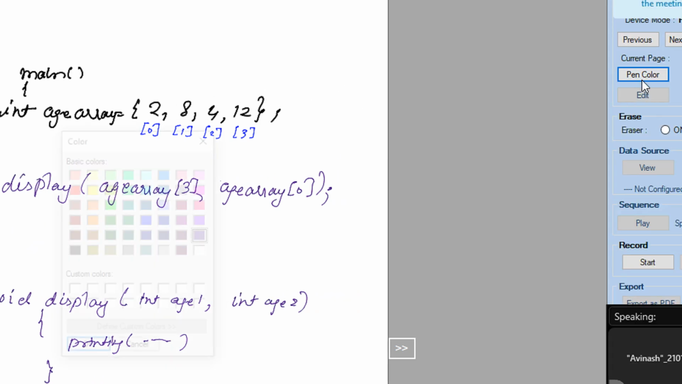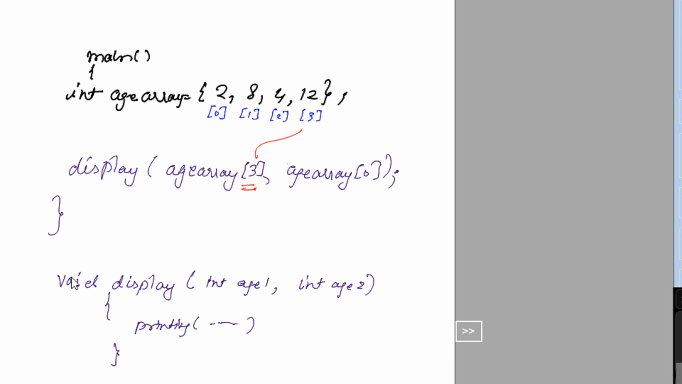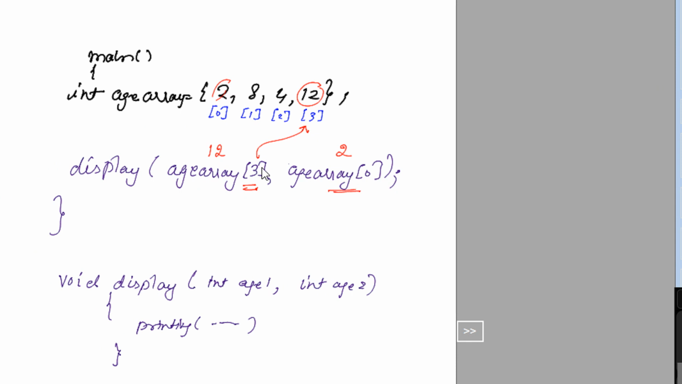Now let us see what happens, one by one. Age of 3 means the third element of the array, this is the third index, so the value is 12. So this gets replaced by 12, and array of 0, which is 2, gets replaced here. Again, remember that the order does not matter. It is not like the first elements need to be passed first. You can have any order, like we had 3, 2, anything. That order does not matter. What is more important is that the element which is passed first will be copied to the first variable. So age 1 gets 12, and array of 0 is stored in age 2, which gets the value 2. So this is how you basically work with arrays.